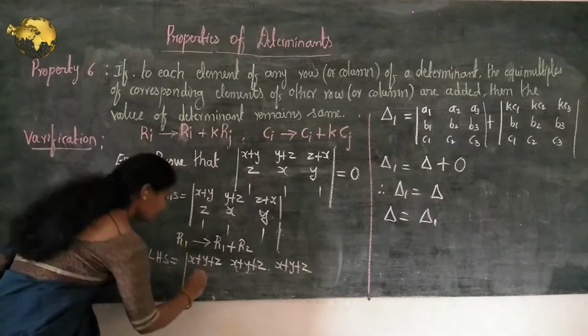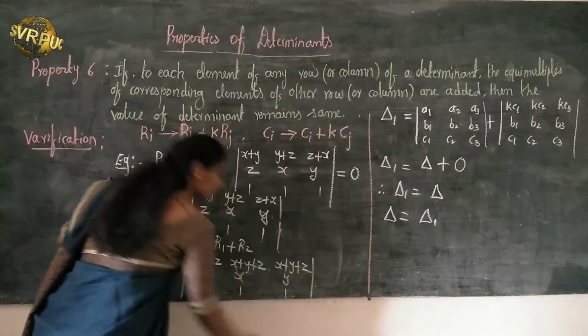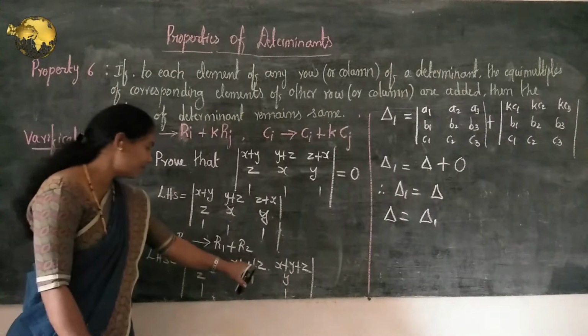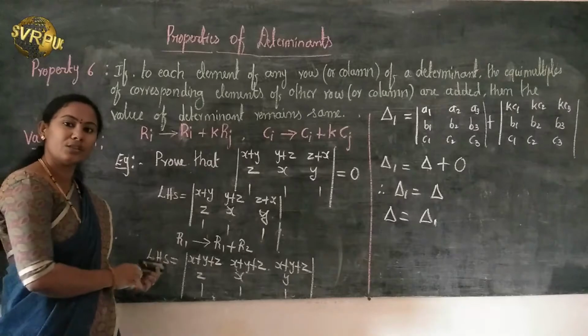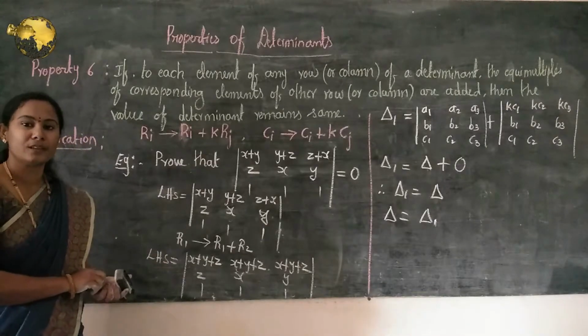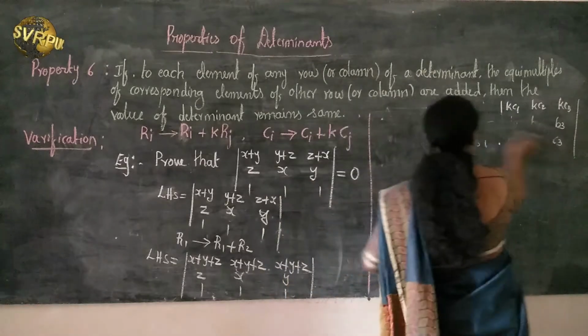Yes, so the rows are z, x, y and 1, 1, 1. Now just see here, the first row elements are all the same. What do you mean by that? We can take them out according to property number 4. So I take out the common elements from the first row.